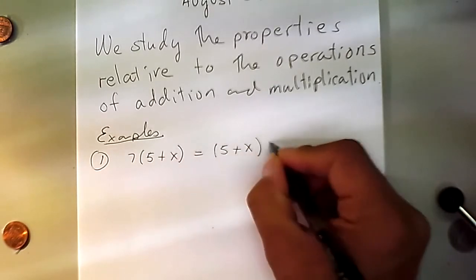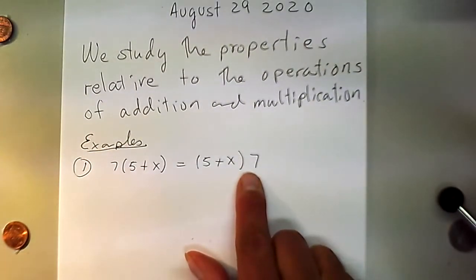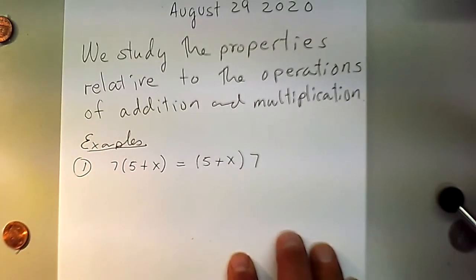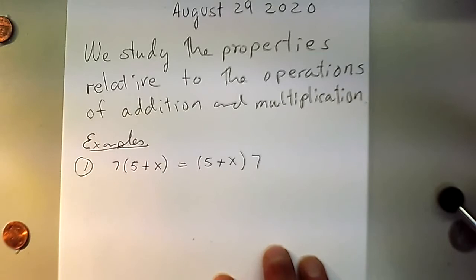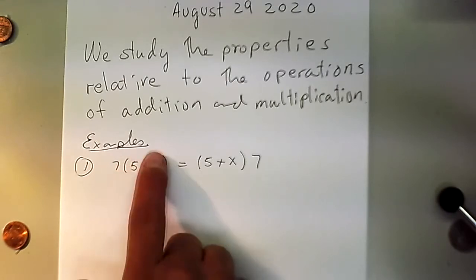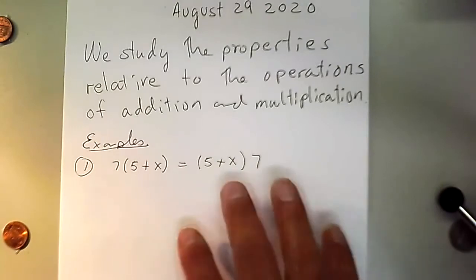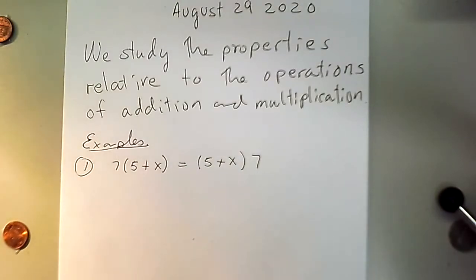And right there, we're using a property. We're using the commutative property of multiplication. We have to know the names of the properties, and we have to know when they are being applied. So here, we are multiplying 7 times a quantity. When we put the 7 on the other side, that means that we're applying one of the properties of real numbers.